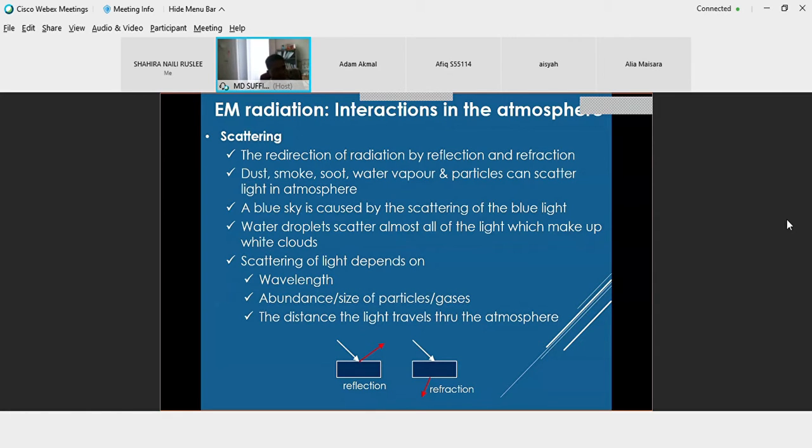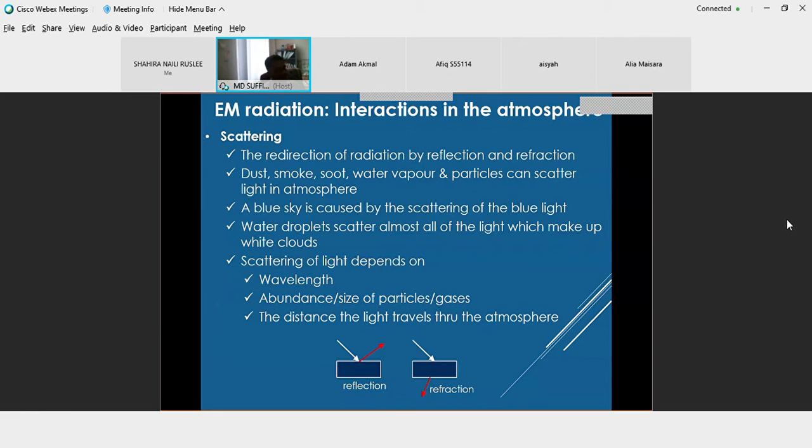So scattering of light depends on wavelength, ataupun kita panggil sebagai wavelength dependent, especially for Rayleigh scattering and Mie scattering. Rayleigh scattering meaning that the wavelength is larger than the particles or gases in the atmosphere. It's wavelength dependent, bermaksud bahawa lebih pendek dia punya panjang gelombang, the smaller the wavelength, the more it will scatter. Dia akan scatter lebih banyak untuk short wavelength. And it depends on the abundance and size of particles.